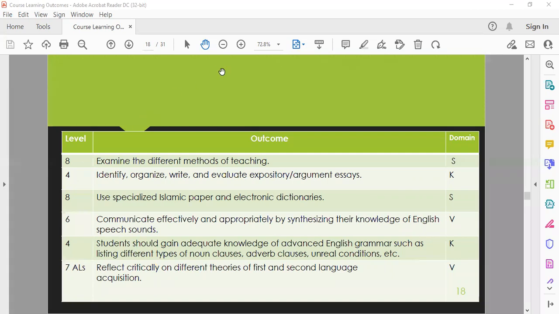I think it's in the wrong domain. Thank you, Hassan, for notifying me of this. Yes, it is K. I just forgot to tell you what we have on the right. This is domain K, which is knowledge. Yes, Hassan, you are right. This is one problem, that it's rather mixed. You have identify, organize, write, and evaluate.